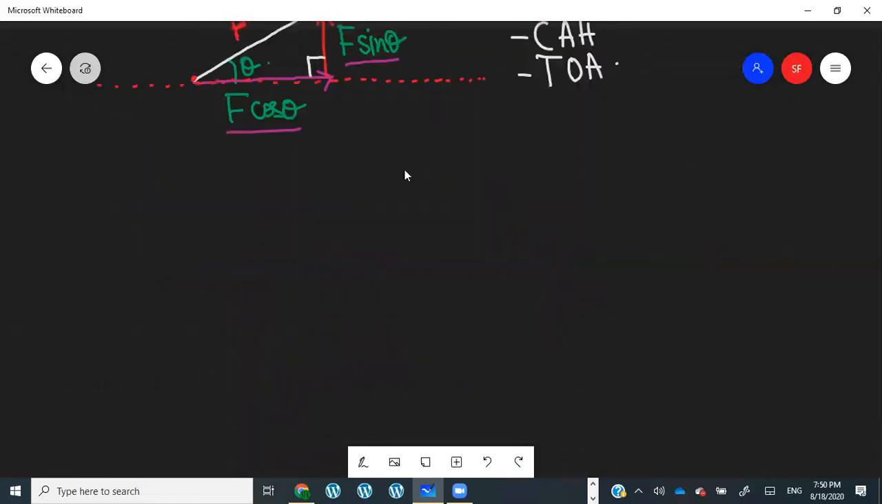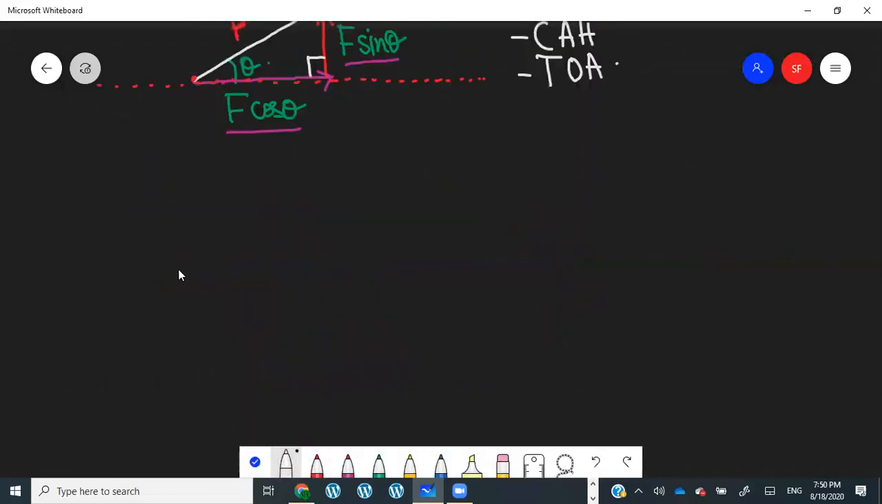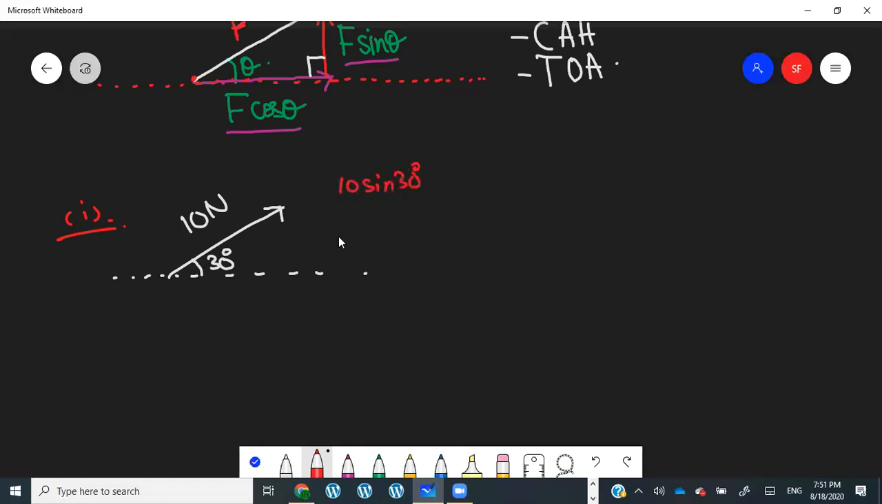Now, if I give you a vector of 10 Newton at an angle of 30 degrees to the horizontal, and I ask you to calculate the vertical component of this vector, can you do that? F sin theta, F sin 30, 10 sin 30. Yes, correct. And the horizontal component? 10 cos 30. Great. So you're getting this one. Okay, so this was the resolution of vectors.